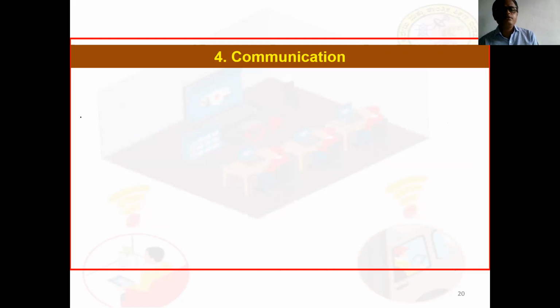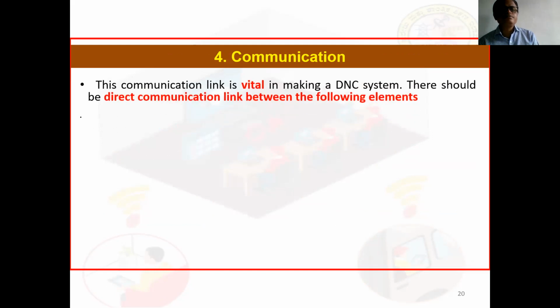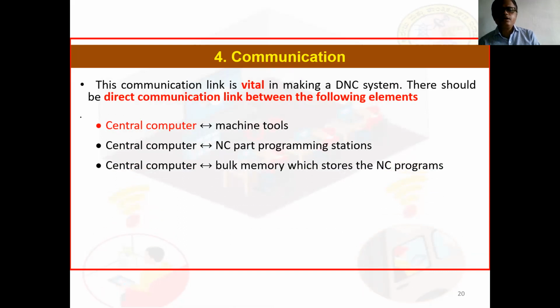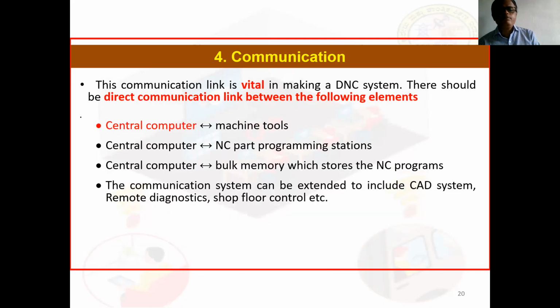Then communication is important, that is transferring the programs to the machine tools. There is a direct communication link between the following elements. What are the elements? Central computer to the machine tools, central computer to the part programming stations, then central computer to the memory which stores the NC programs. The communication system can be extended to include even the CAD systems, remote diagnostics, shop floor control, etc., and other computer automated systems in the plant. So these are the communications.